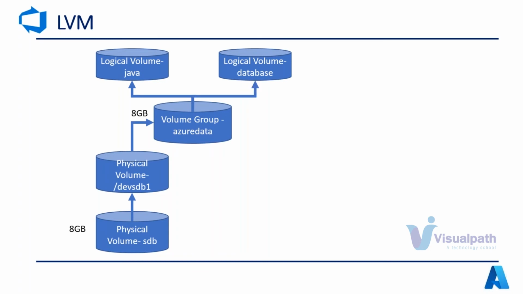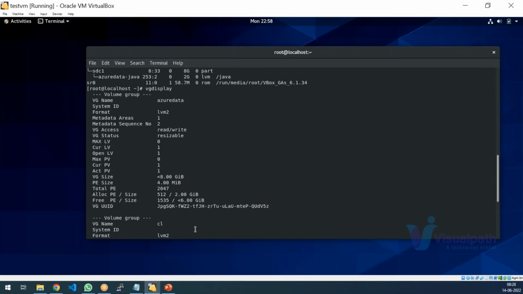Now we want to create a logical volume called database. Already out of 8 GB we have used 2 GB, so 6 GB is left in the volume group. We will create one more. Out of that 6 GB we will create one more logical volume called database with 2 GB.